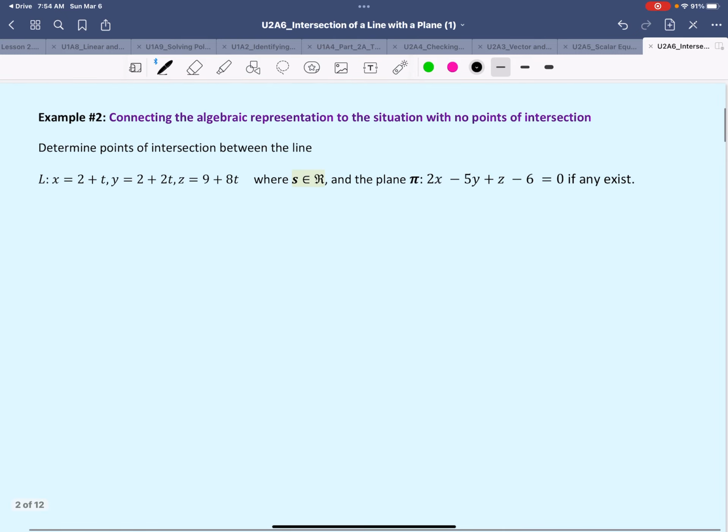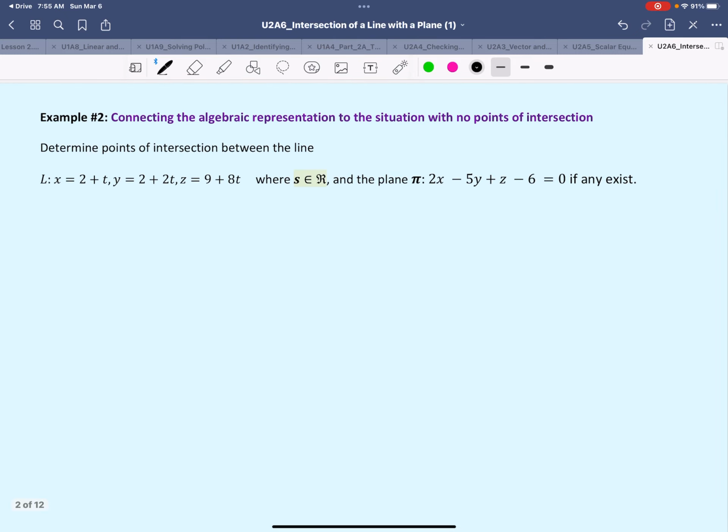In the next example, we are given the equation of a line in parametric form and the equation of the plane in scalar form. Similar to what we did in the previous example, we are going to substitute the coordinates x, y, and z on the line, which are coordinates of any point on the line, into the equation of the plane. And let's see what happens. So here we go again.